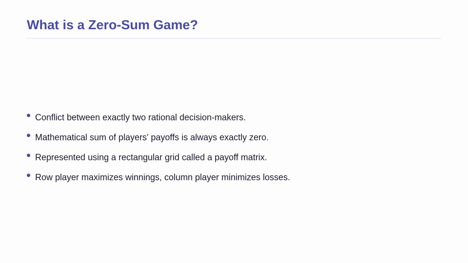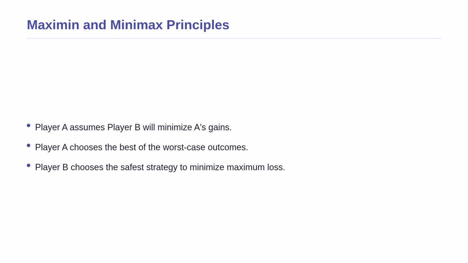We typically represent this game using a rectangular grid of numbers called a payoff matrix. By convention, the numbers inside this matrix represent the winnings for the row player, usually player A, and the losses for the column player, usually player B. Both players are perfectly rational. Player A always tries to maximize their own payoff, while player B always tries to minimize player A's payoff to protect themselves. Understanding how these rational players think leads us to two fundamental concepts.